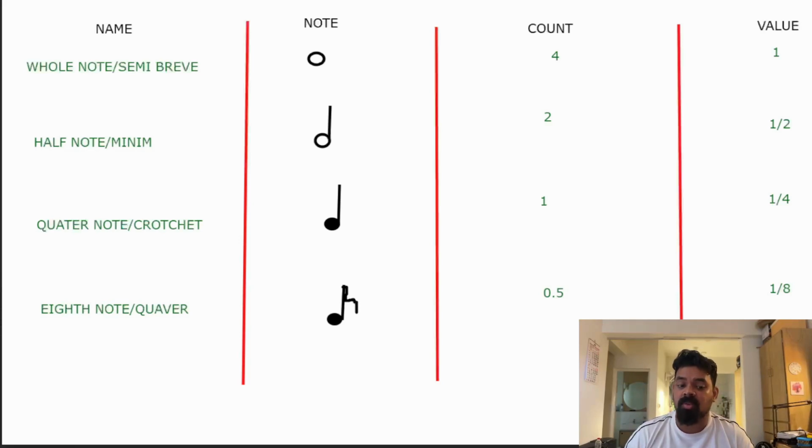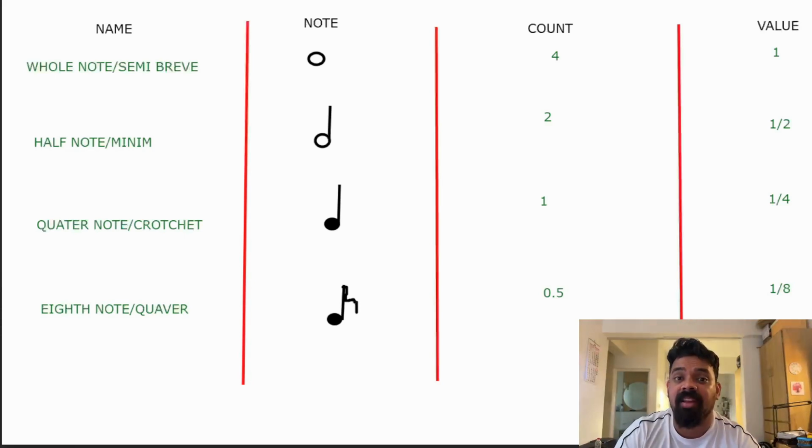Let us understand why these notes have two different names. We have one set of names: whole note, half note, quarter note, eighth note. The second set of names: semibreve, minim, crotchet, and quaver. The system of whole note, half note, quarter note, eighth note is followed by the USA. The musicians in the USA follow this system. They don't use semibreve, minim, crotchet, quaver. While people in Europe only use semibreve, minim, crotchet, quaver, and they don't refer to these notes as whole, half, quarter, or eighth note.